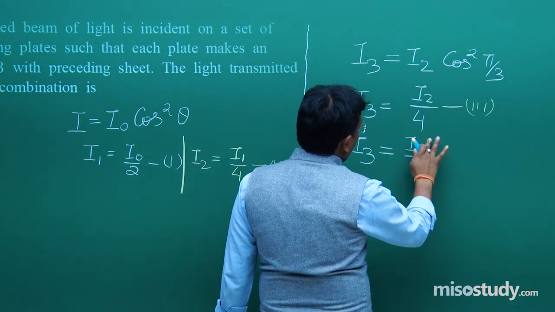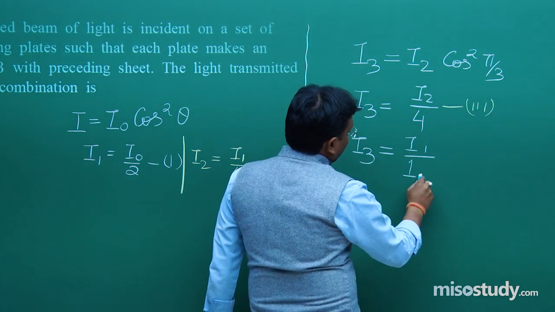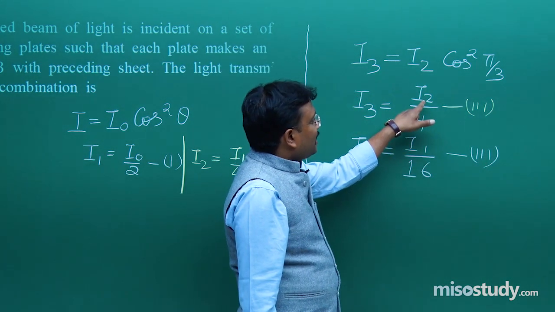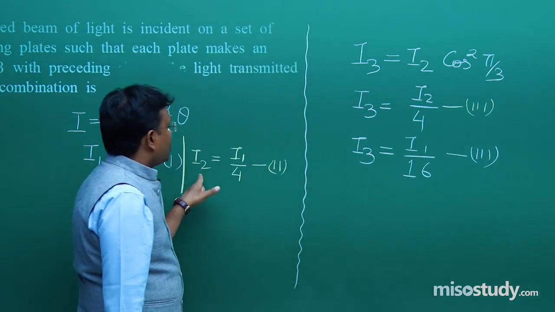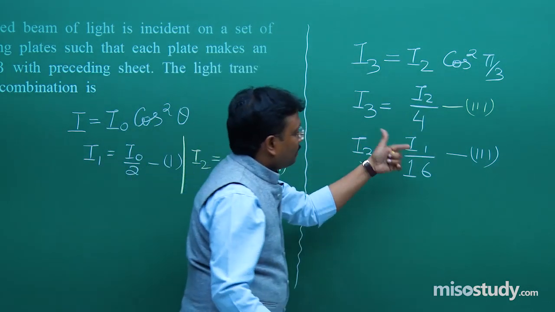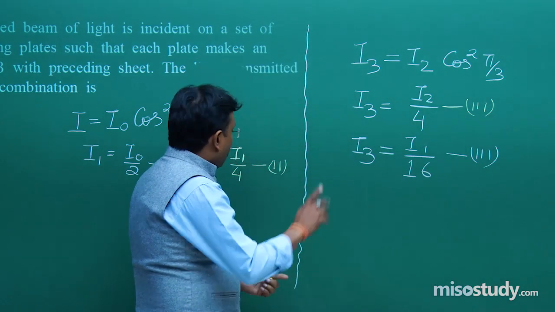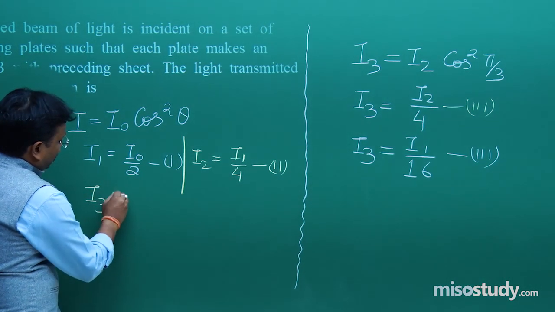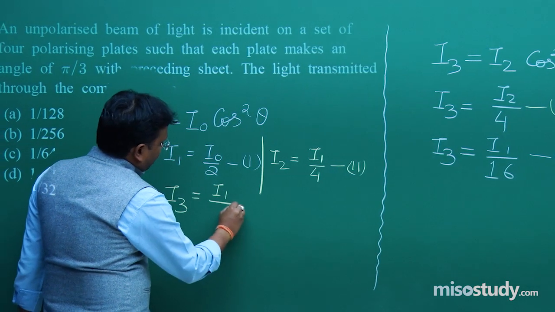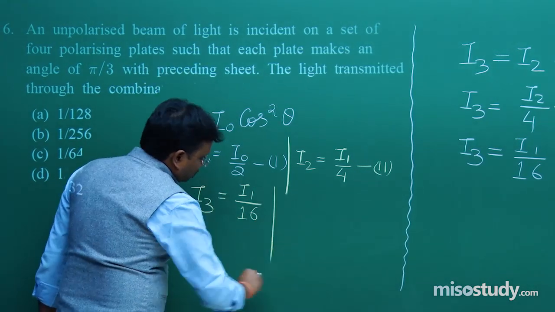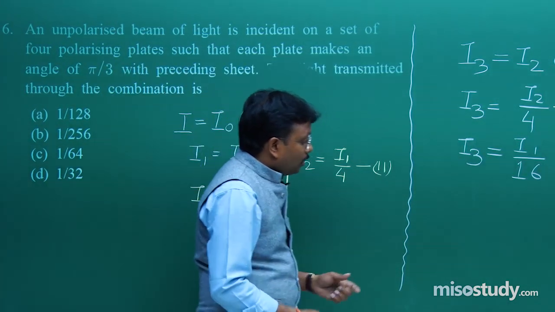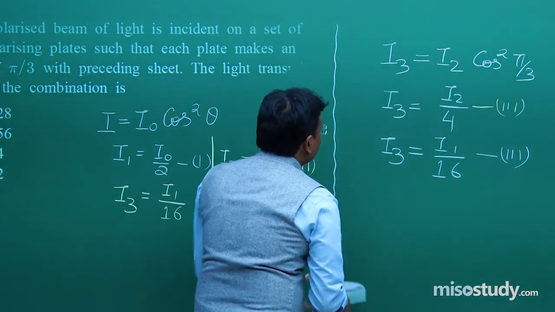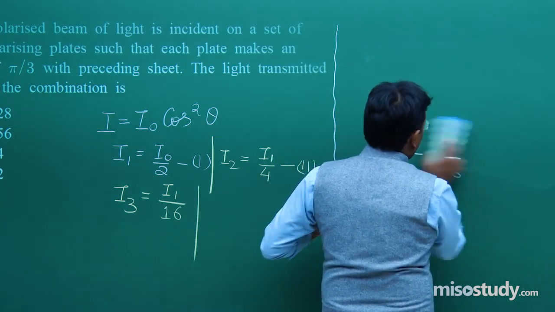I hope you all are comfortable. That is equation number 3. What I did? I simply replaced the value of I2 from here in this equation. Simple replacement of the values. So now I can mention one more thing over here, that is I3 is equal to I1 by 16, equation number 3. Fine. Now what about I4 in similar fashion? Let us try to find out the value of I4.